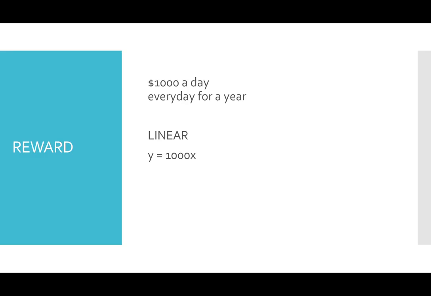There's your equation. Y equals 1,000x. Your slope is 1,000. And 365,000 after a whole year. Pretty good. Could probably live and retire pretty comfortably. We may not retire, but live pretty comfortably at $365,000.